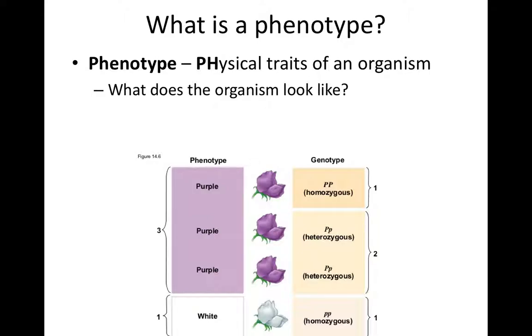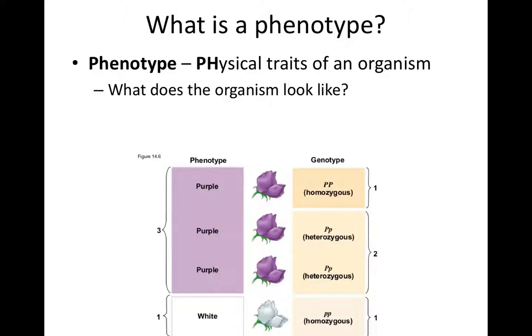The other word that we use in genetics to describe the traits of a person is called a phenotype. A phenotype is the physical traits of an organism. I always remember the difference between genotype and phenotype because genotype is found in your genes. It's the actual alleles that you inherited in your DNA. Phenotype, on the other hand, is your physical traits, what you actually look like.